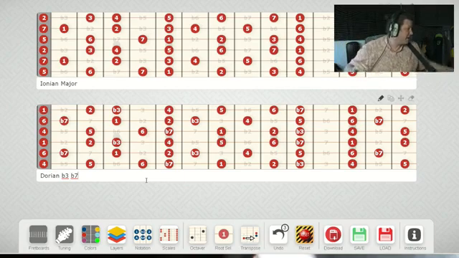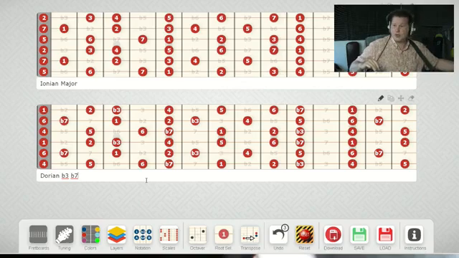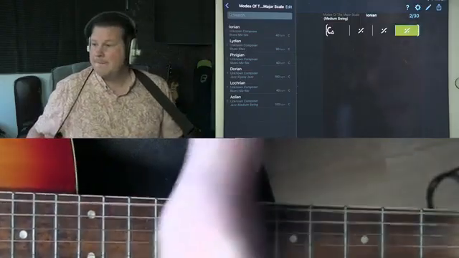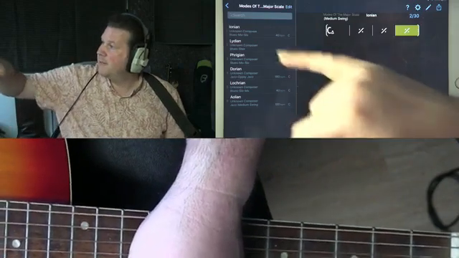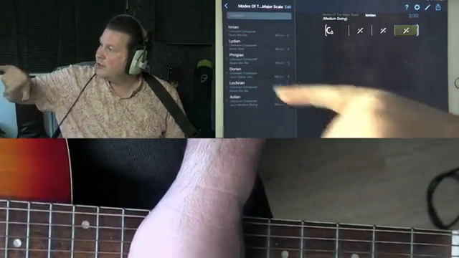So on this iReal Pro app, remember which shots I've got set up here. Totally forgotten which shot that was. 4 shot? It was 3 shot. If I cut to this, I'm going to select my Dorian chart.